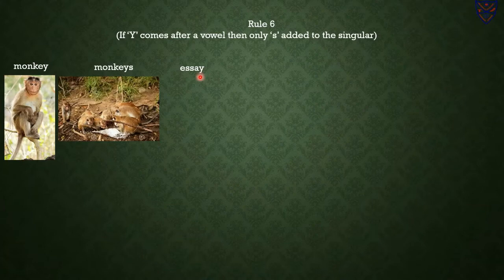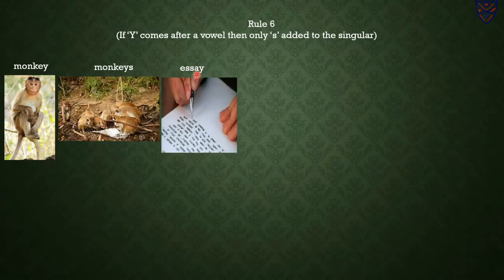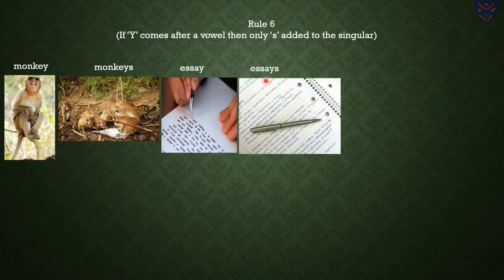Essay. You can see at last Y. But before Y, what is there? A. A letter. A is a vowel. Right? Now convert this essay into plural. What will we do? We will write S at last. Essay, essays. Okay?